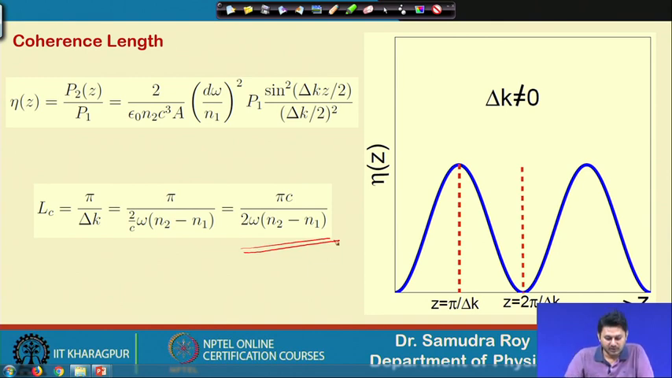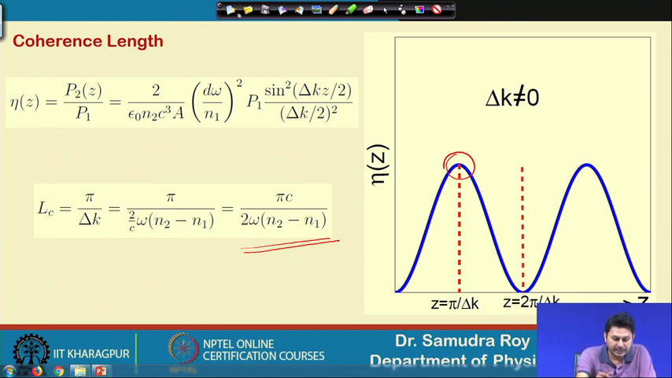Once we have the knowledge of n2 and n1 of a system, we can find out the coherence length, because at the coherence length we have the maximum efficiency. But after the coherence length, the efficiency will drop very rapidly, and eventually we will not have anything at some point. Here the efficiency goes down to 0. So you should be very careful about the condition of delta k. Delta k is a condition for which we have some efficiency, and we will not have anything at the distance 2 pi by delta k.